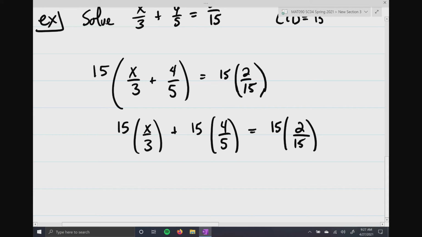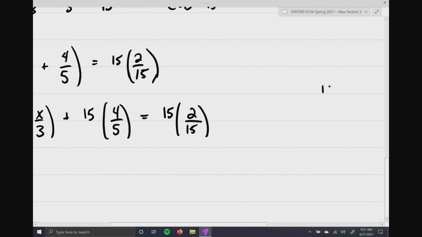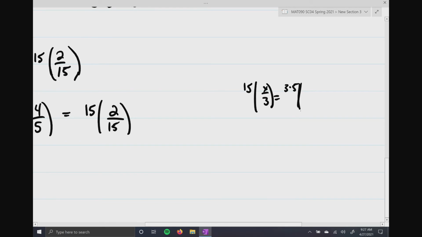All right, now from here, remember, the whole reason why you chose 15 is because it was the LCD, which means I can simplify every single denominator. So here's the way that I look at this. Because I know writing this over and over again can get very cumbersome. It gets boring. You know, you're writing a lot. Here's what I do.